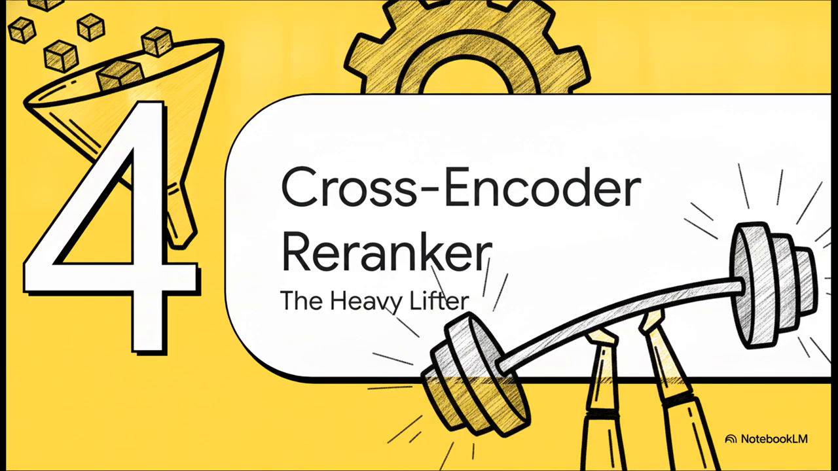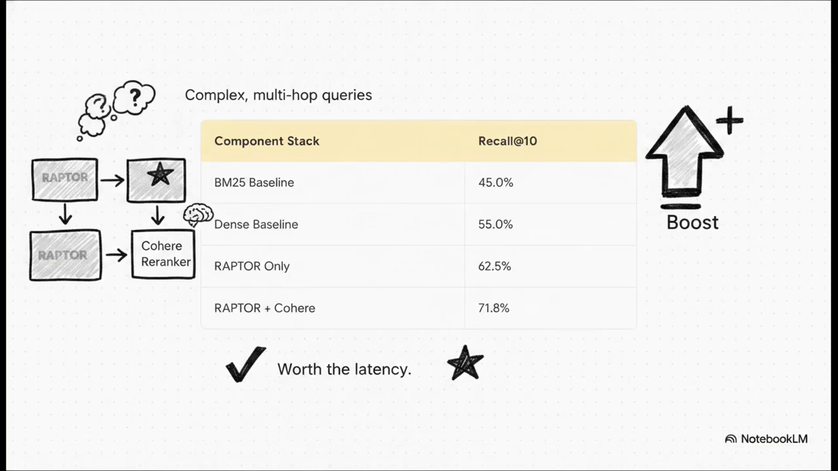Section 4. The cross-encoder re-ranker. So we reached the climax of our funnel. But is the heavy compute cost of a re-ranker actually worth the latency? Well, the benchmark data for complex multi-hop queries proves that it absolutely is. Look at this. A baseline Raptor hierarchical setup hits 62.5%. But the exact moment you slap a Cohere cross-encoder re-ranker on top of it, boom, performance jumps to 71.8%. That is a 9.3% absolute boost.